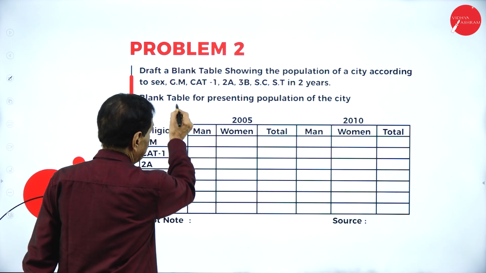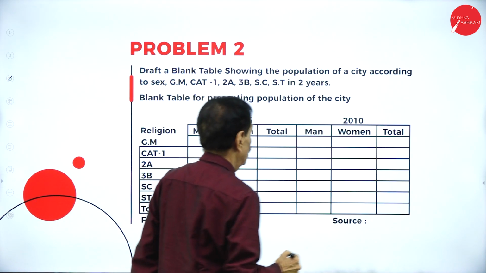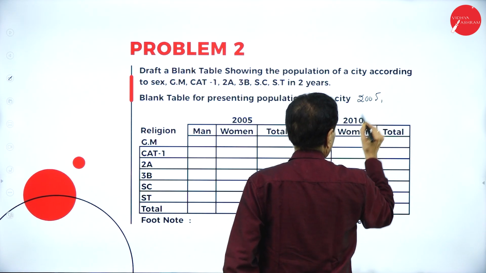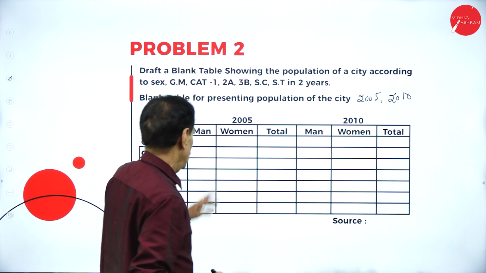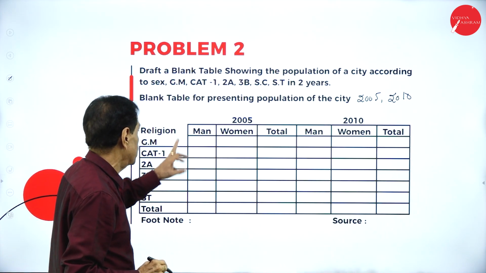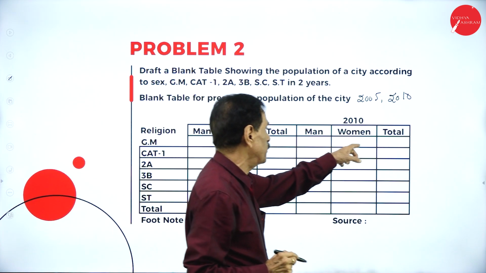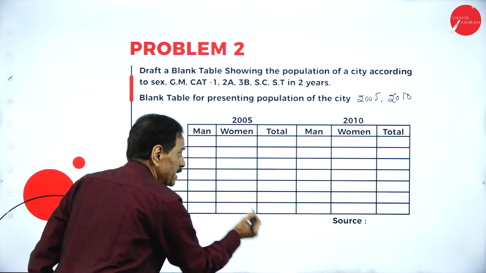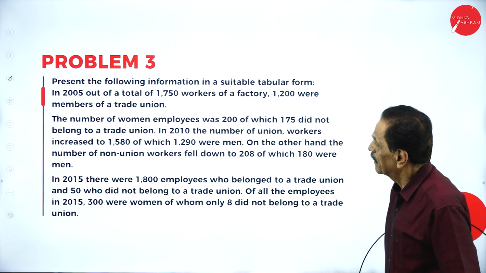He wants to know that blank table presenting the population of the city for 2005 and 2010. 2005 according to sex, man, woman, total, man, woman, total. Then we have got the religion here, footnote, and the source. Only a blank table. Now come back here.